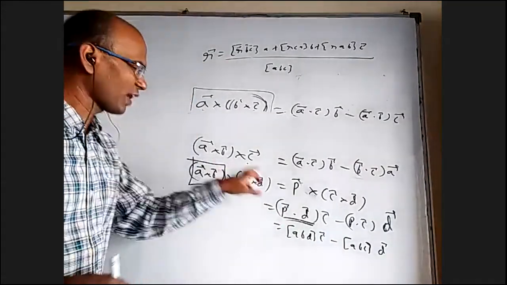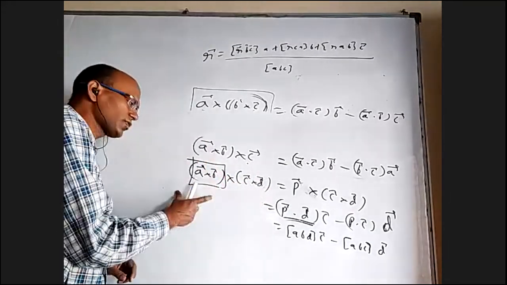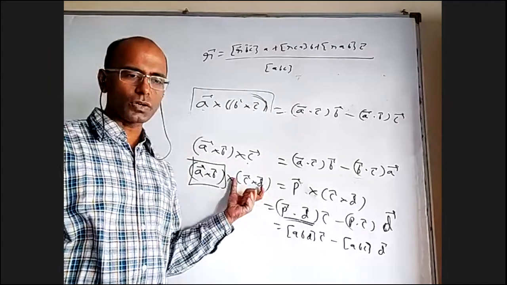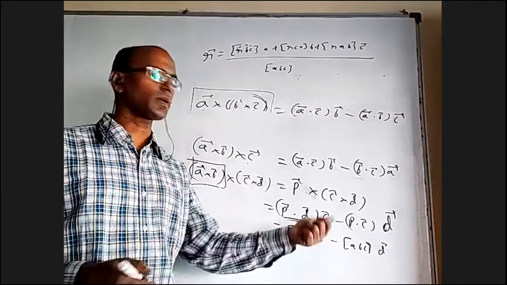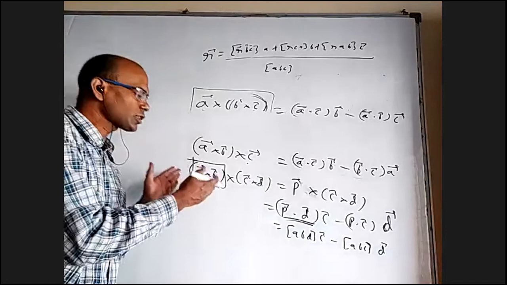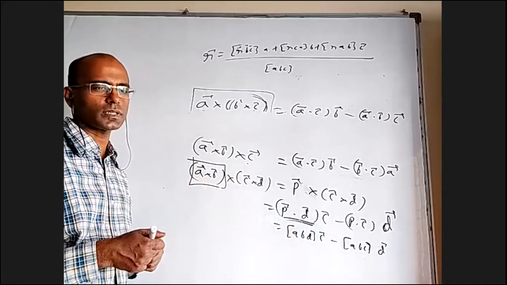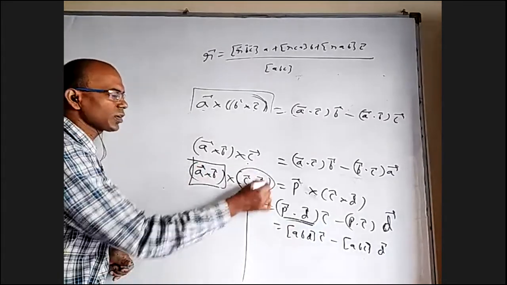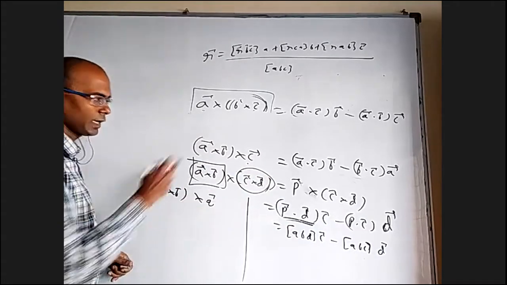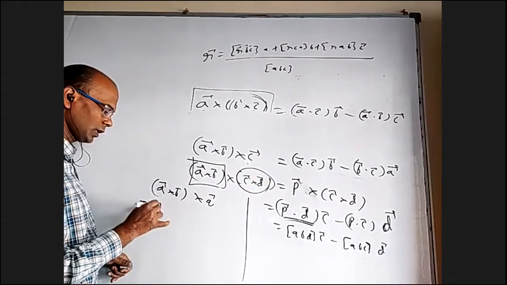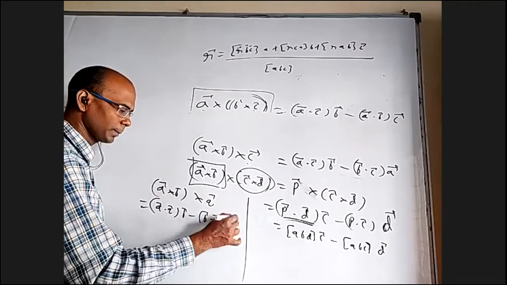Why? Because this final answer has to be perpendicular to C cross D. Something cross something, the answer should be perpendicular to this vector and this vector. And anything perpendicular to C cross D should be a linear combination of C and D: some number into C bar, some number into D bar. But at the same time, it is also perpendicular to A cross B. Its answer also should be in terms of A and B, as a linear combination of A and B. How to derive that? Take C cross D as some Q bar. It will be A cross B cross Q.